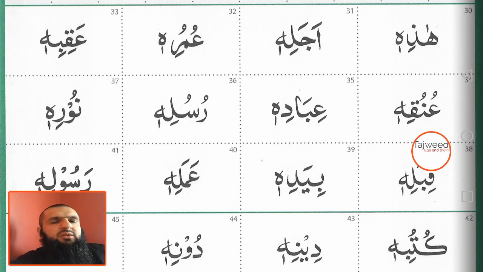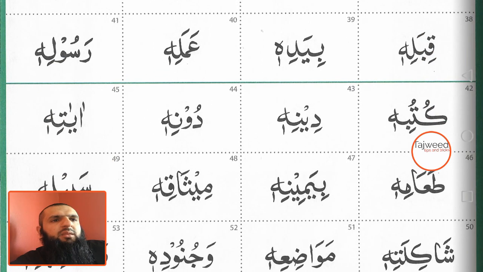Okay, we go through the rest of them, inshallah. So from box 34 onwards. Unuqihi, ibadihi, rusulihi, nurihi. Qibalihi, biyadihi.